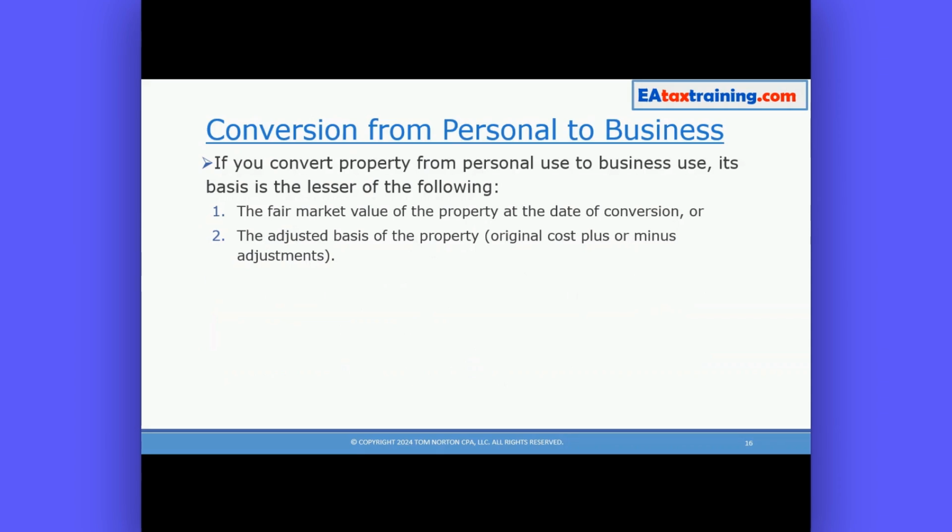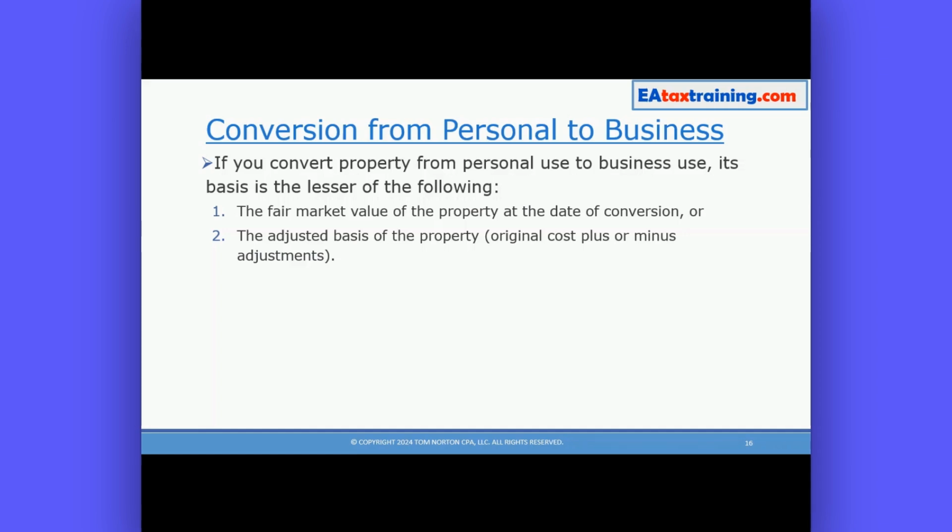So let's say you've got a computer that you're using personally, and then you start a business, and now you're saying, I'm going to now use this computer in my business. Probably that computer is worth less now than it was when you paid for it. And since it was a personal asset before, you weren't taking any depreciation or anything on it. So the basis of that property is likely higher than its current fair market value. So your basis for tax purposes would be the fair market value of that property.